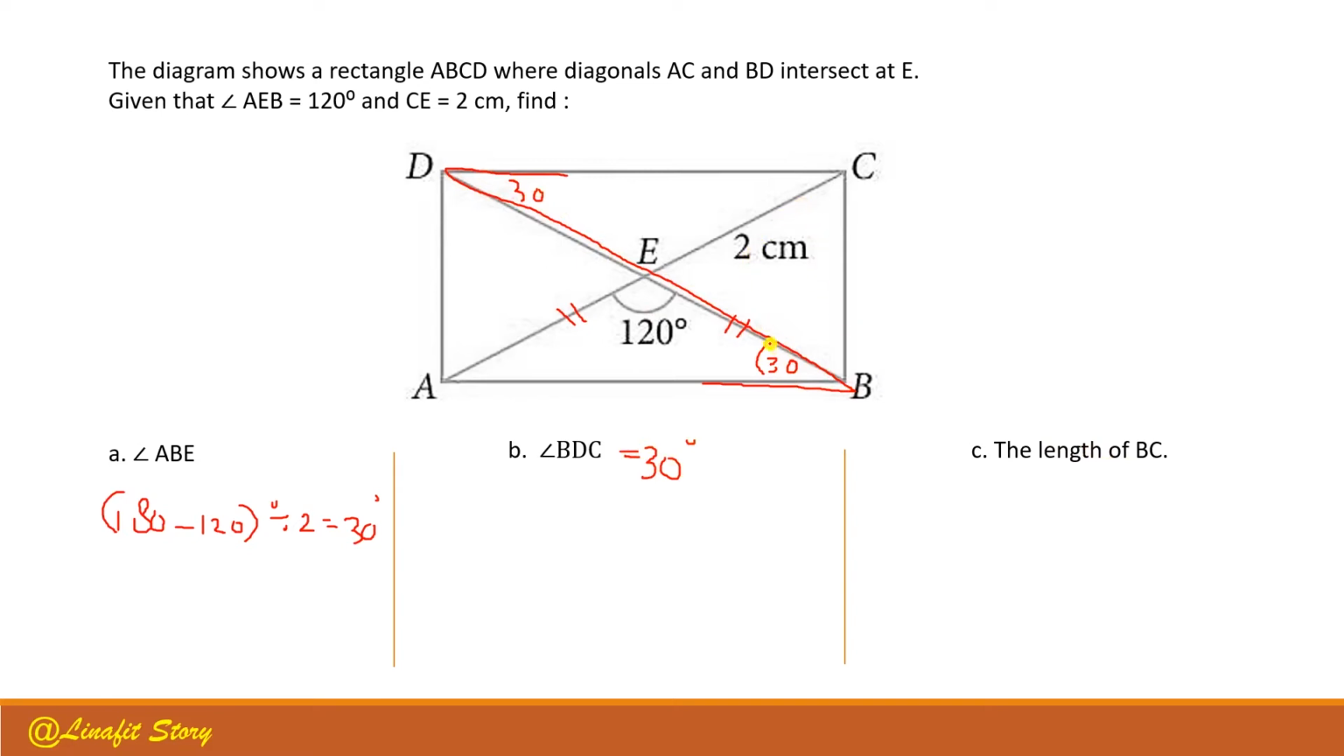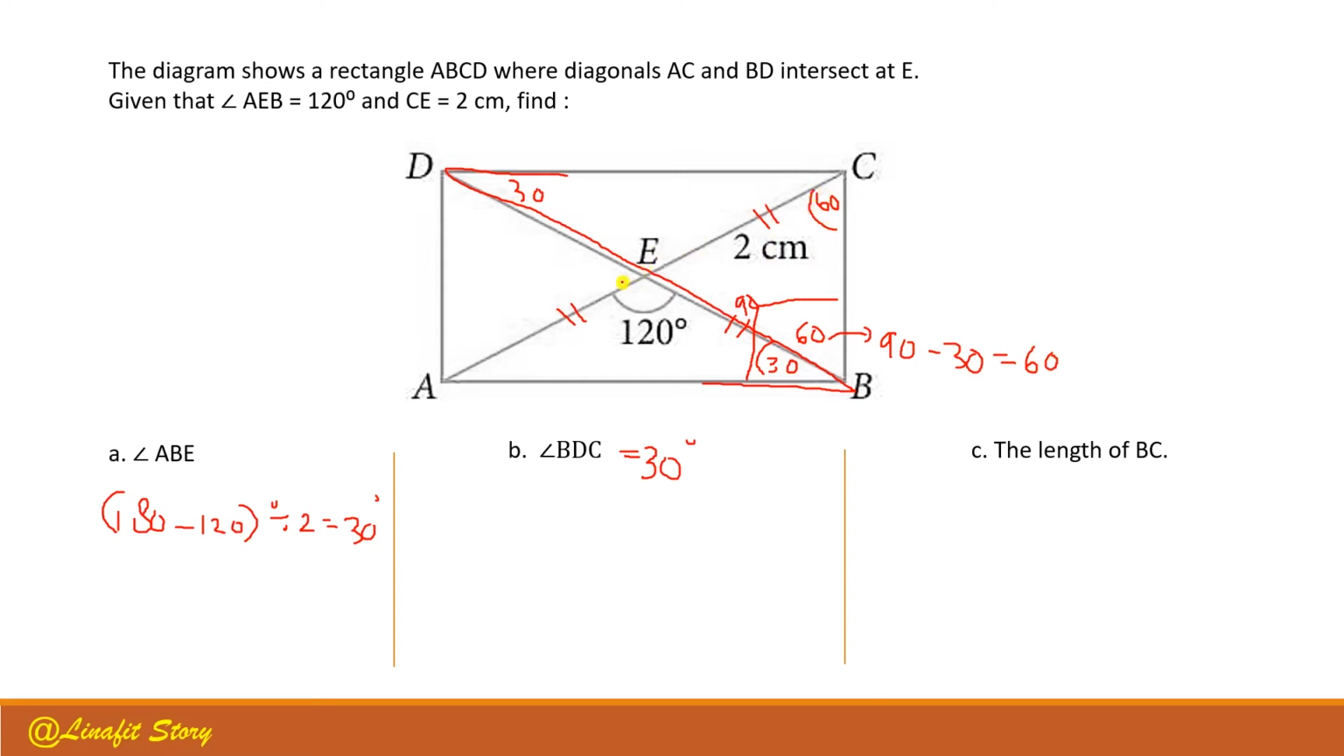If this is 30 degrees, this is a right angle. CBA is a right angle, so this is 90 degrees. So angle CBE is 90 minus 30, which is equal to 60 degrees. This is an isosceles triangle. This is 60, this is also 60 degrees.